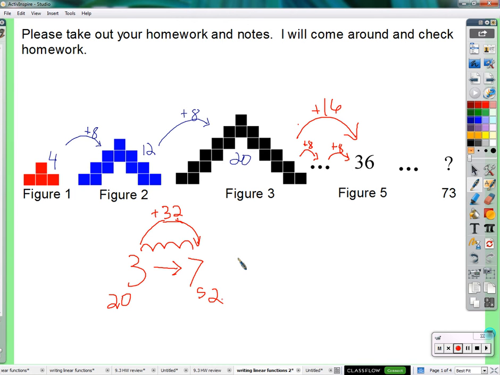Okay. Good job, Alan. So it all started, all the work we did yesterday, is it all kind of coming together? Yep. Yeah. We can jump from one figure to any other figure we want. Okay, we can start at one. If we know how many squares are in that one, we can jump ahead however many figures it takes. Okay. So let's jump from figure 3 to figure 73.